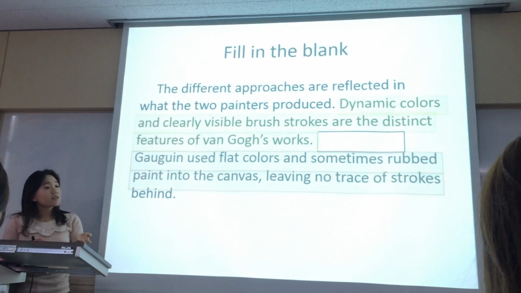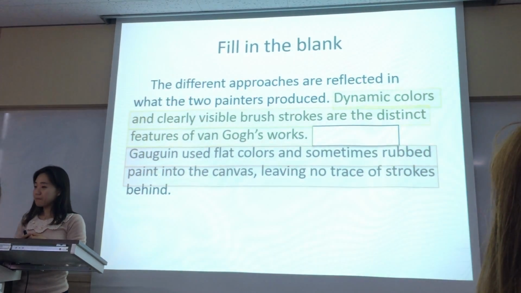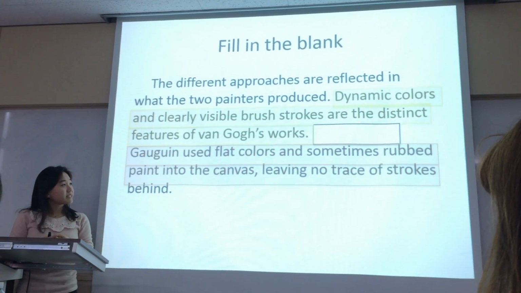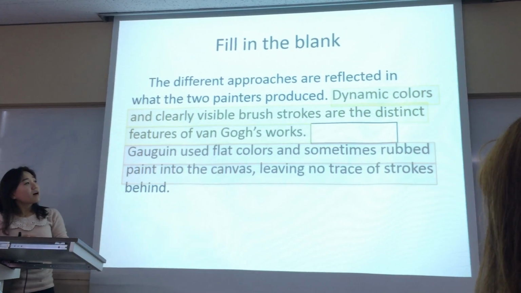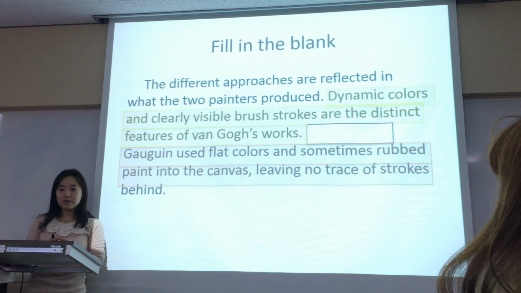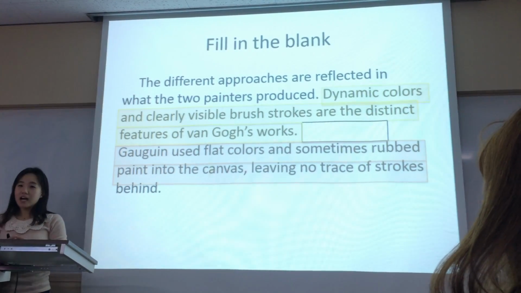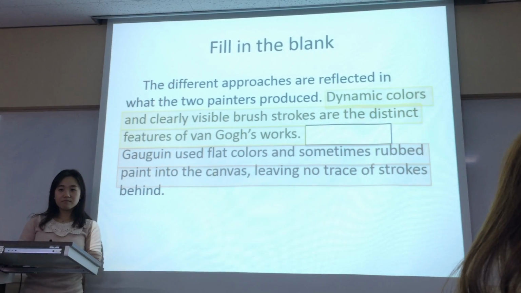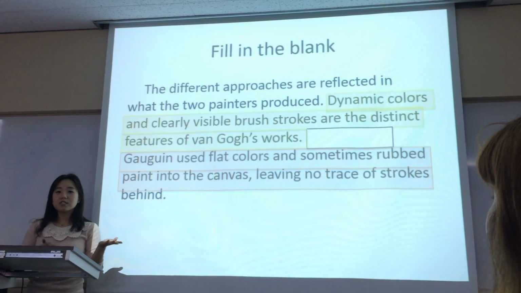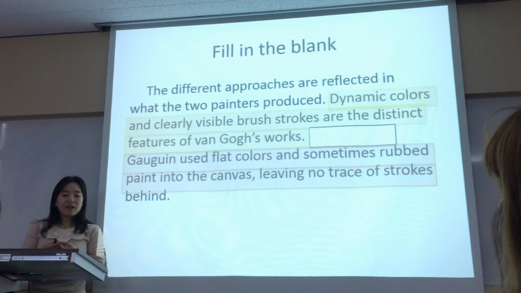Right, it talks about Gogh's painting style. What is the orange highlighter saying? It talks about Gauguin's painting style. So, what is the painting style of Gogh? What kind of colors does he use? Jisoo? Right, he used dynamic colors. What about Gauguin? He used flat colors. So are dynamic colors and flat colors similar? No, they are different. Right.